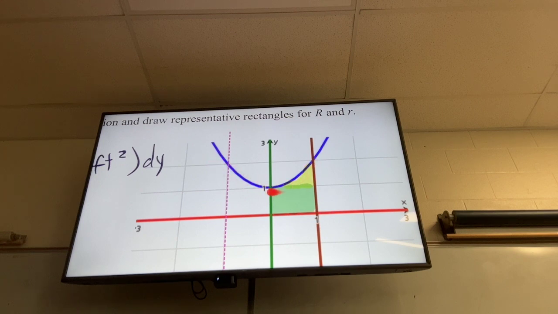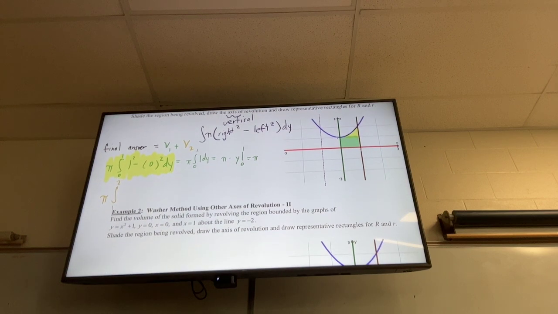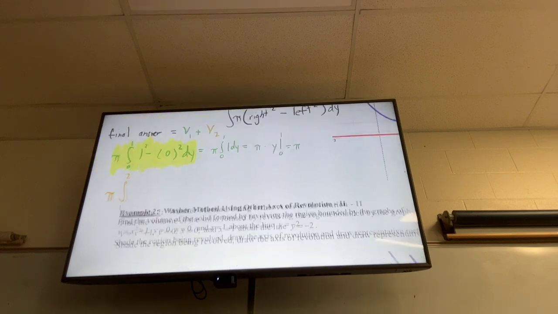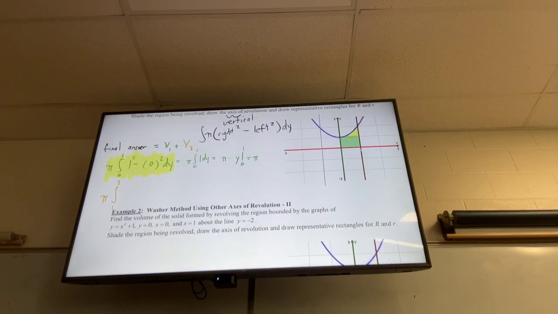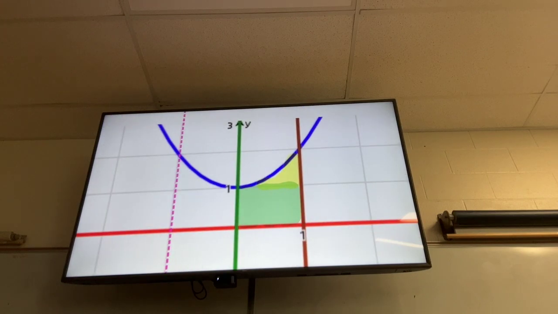Why do you have to pi? That's just part of the formula. Yeah, so the area of the circle is pi r squared. So what you're doing here is you're doing two disk methods and subtracting one. That's it. So what's my right function here? 1. 1, right?